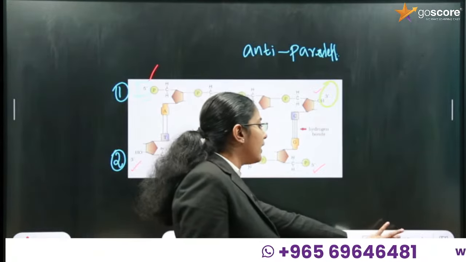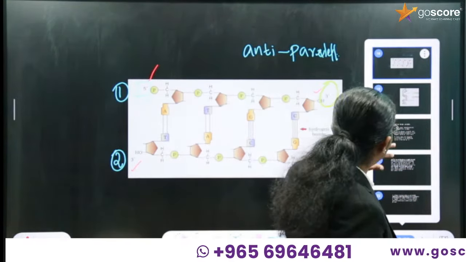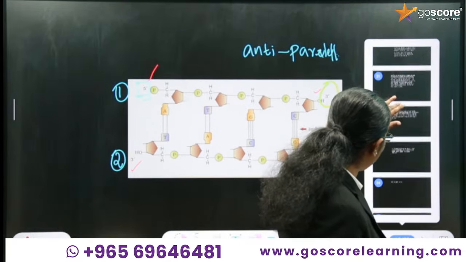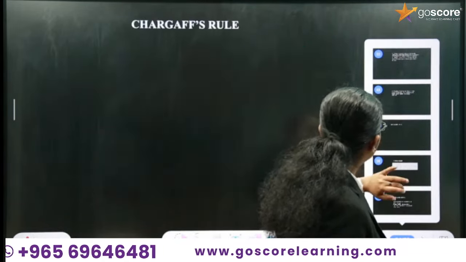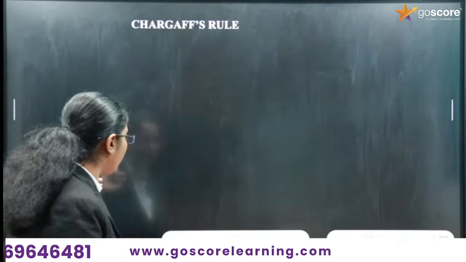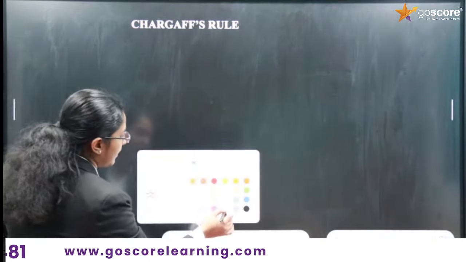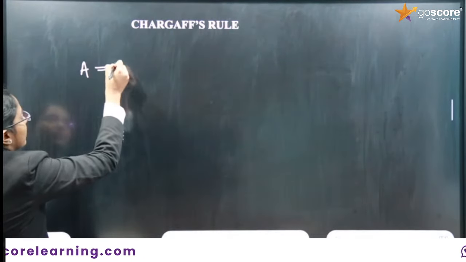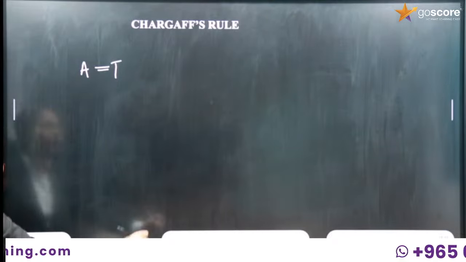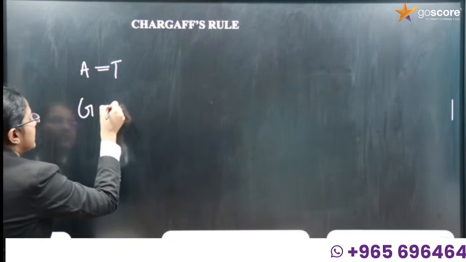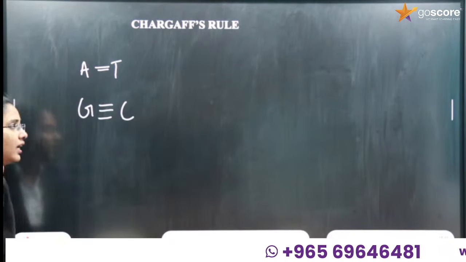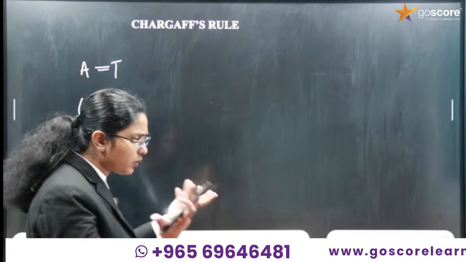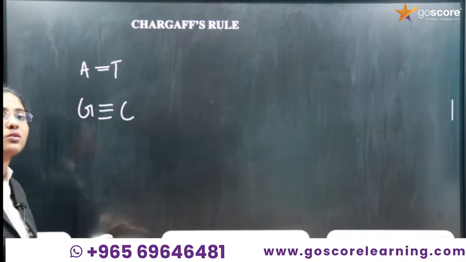And always think about Chargaff's rule: adenine always pairs with thymine. Guanine will always pair with cytosine. Adenine is always pairing with thymine. Guanine is always pairing with cytosine.